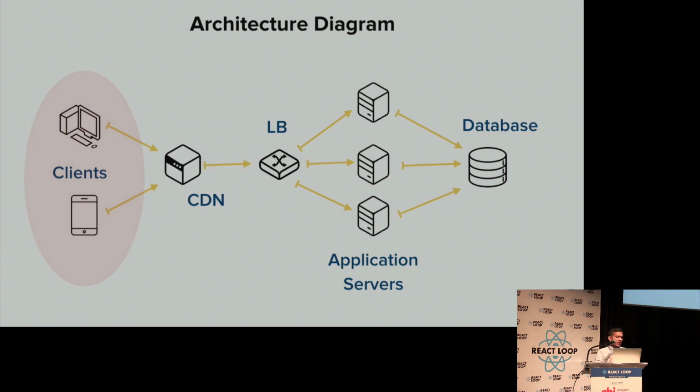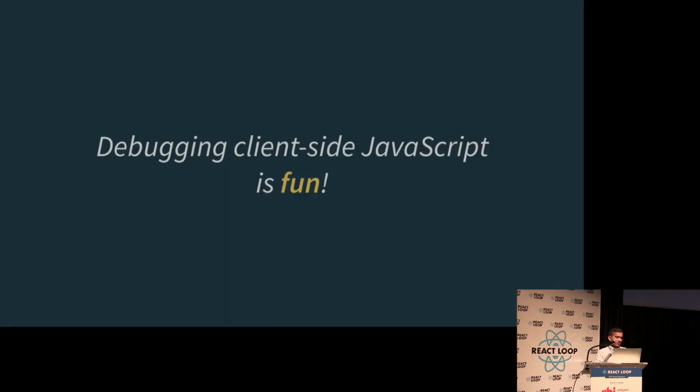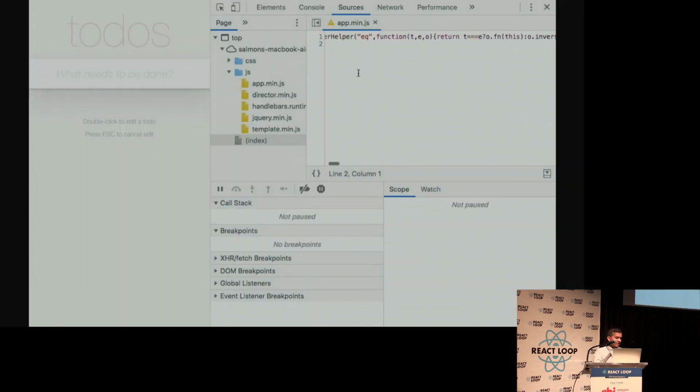So this is the JavaScript running in our clients, that is the web browser. It's running on our users' browsers. And honestly, debugging client-side JavaScript is a lot of fun. We can see our client-side JavaScript directly in the browser. Unfortunately, one downside is that it tends to be minified, especially for files in production. So that makes things a little bit interesting.